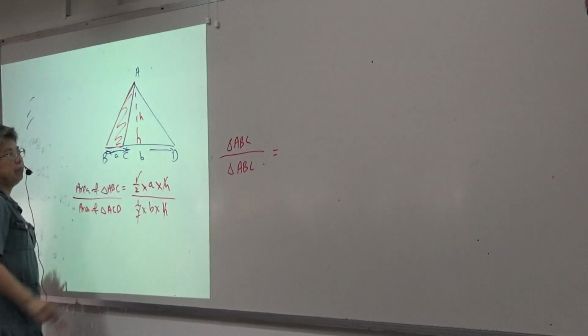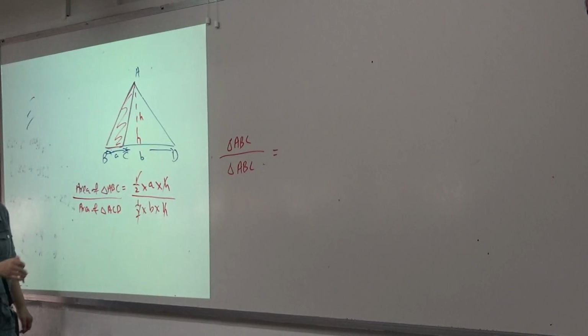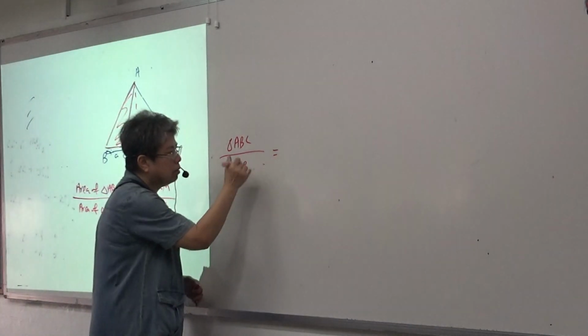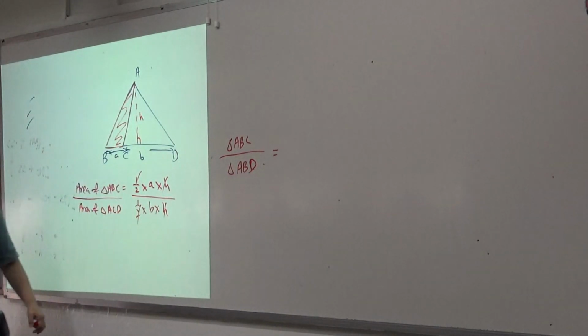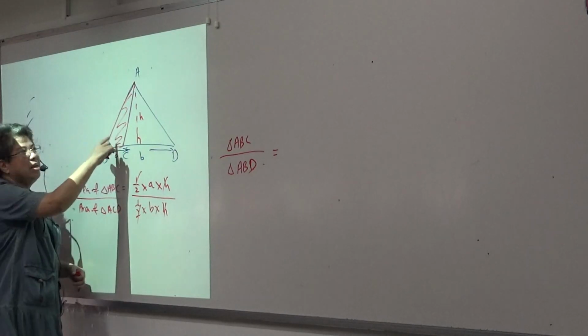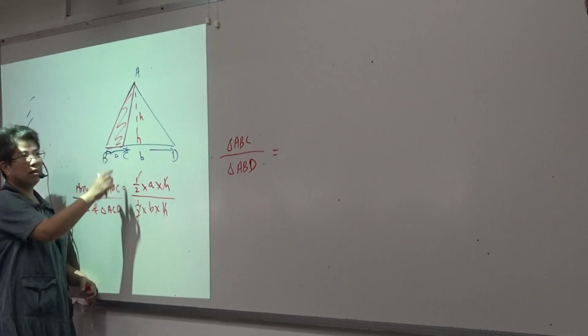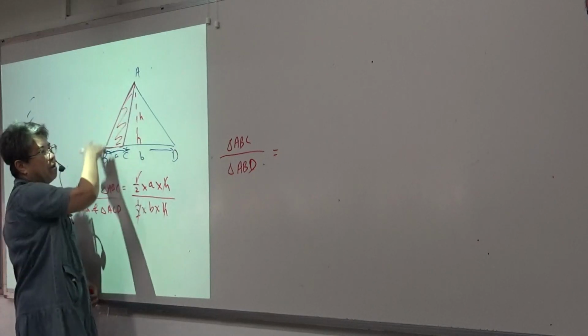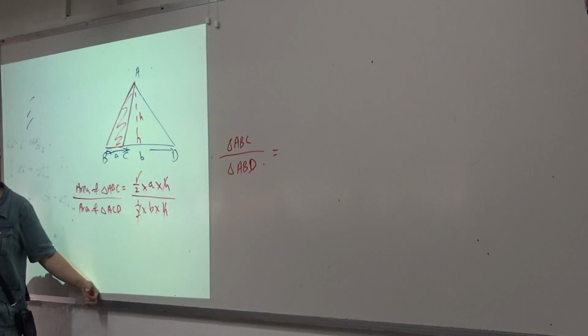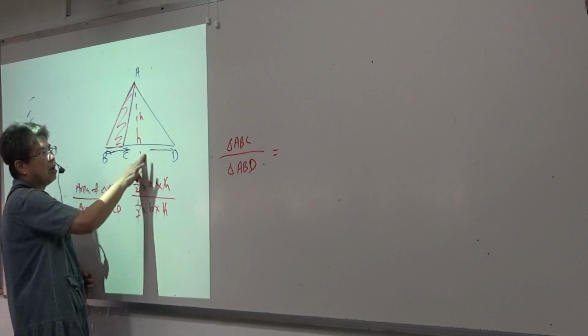ABC is this one, right? Oh, ABC, okay. Sorry, my mistake. Yes. ABC, the base is what? A, right? What about ABD? A plus B, right? Okay, now, if you cannot write, I give you some numbers.